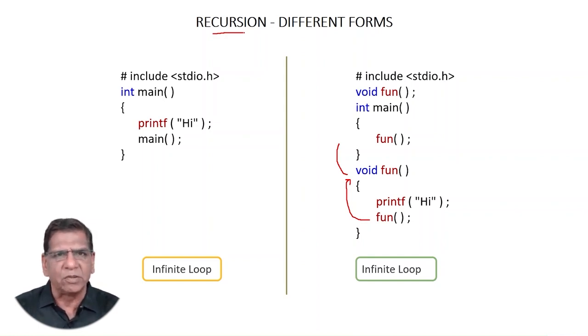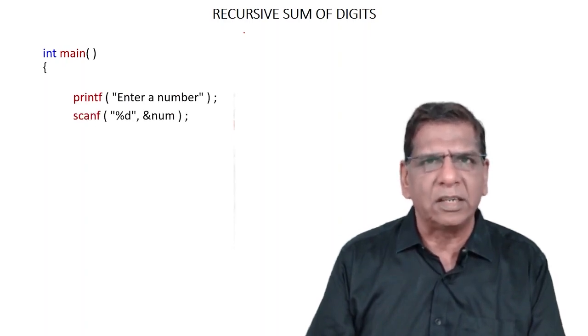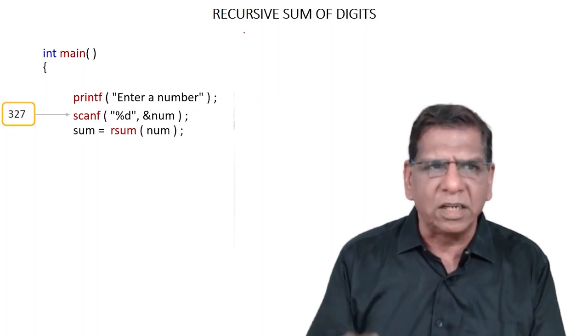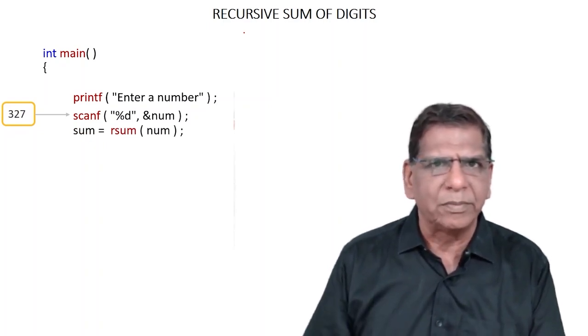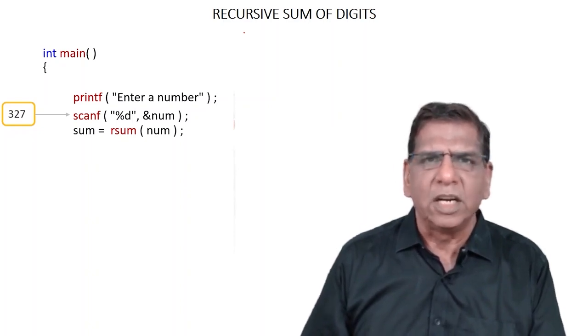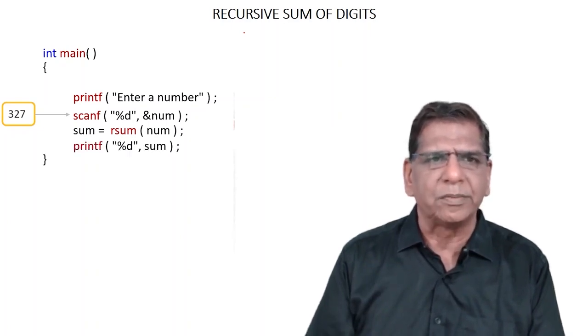Let's see how this can be achieved with the help of a program. What we wish to get is the recursive sum of digits of a given number. For that, I'll start with main, ask the user to enter a number, scan its value. And then, if the number is 327, we'll pass that 327 to a function called rsum. R because we are planning to make use of recursion within this rsum function, recursive sum of digits. It should calculate the sum, return it, we'll collect it in some variable sum and then print it out.